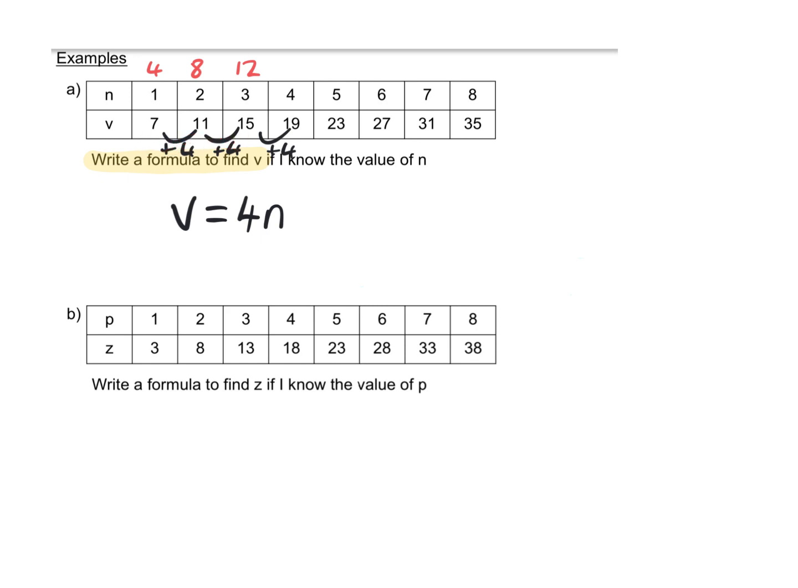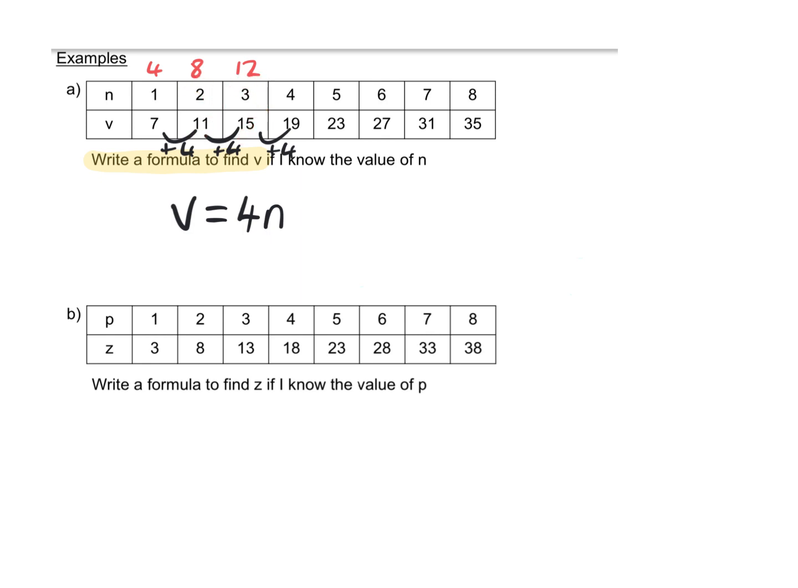I needed some sort of corrector here to do that. What do I need to do to the 4 to turn it into a 7, the 8 to turn it into an 11, and the 12 to turn it into a 15? Now we're having to do the same thing each time here, because this formula should work for all of these. Hopefully what you'll notice is 4 plus 3 is 7, 8 plus 3 is 11, 12 plus 3 is 15.